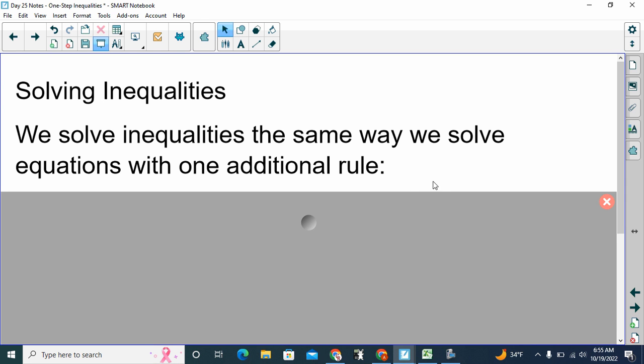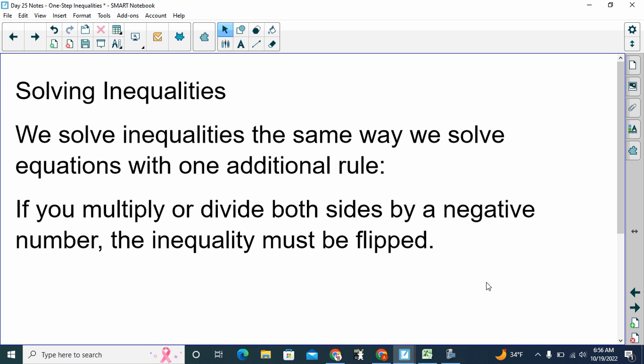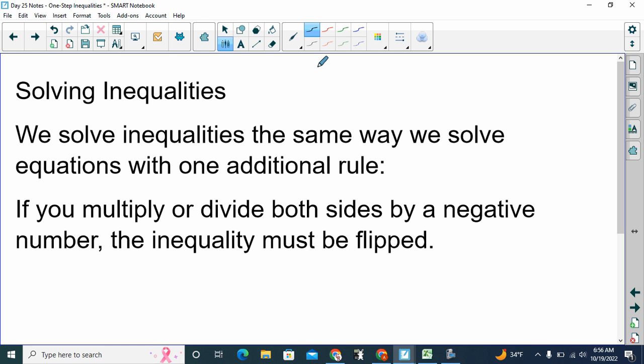And this one additional rule is sometimes we need to flip the inequality around the other way. And we do that if we multiply or divide both sides by a negative number. If you multiply or divide both sides of the inequality by a negative number, the inequality must be flipped. Every part of that statement is important. First of all, we only flip the inequality if we are dealing with multiplication or division.